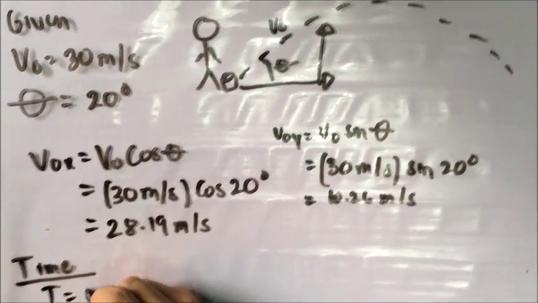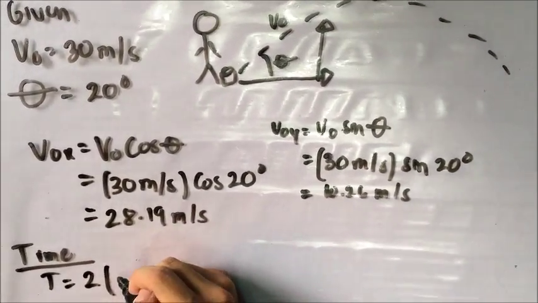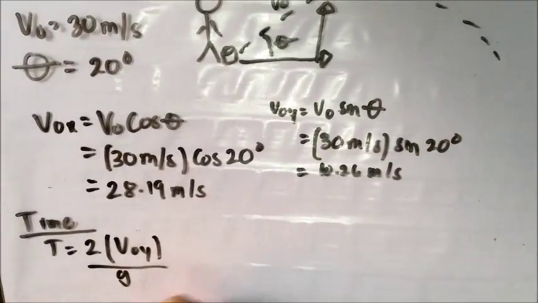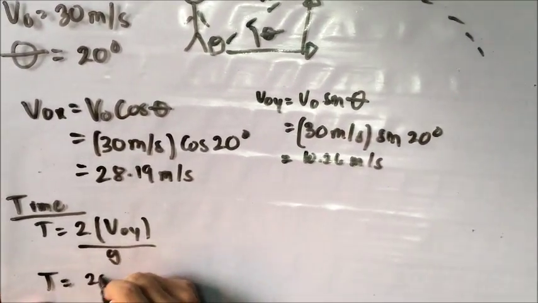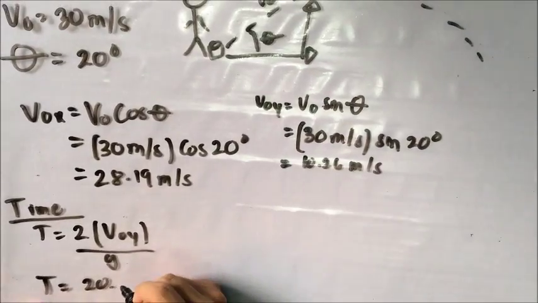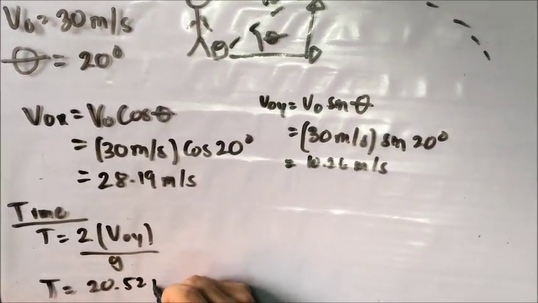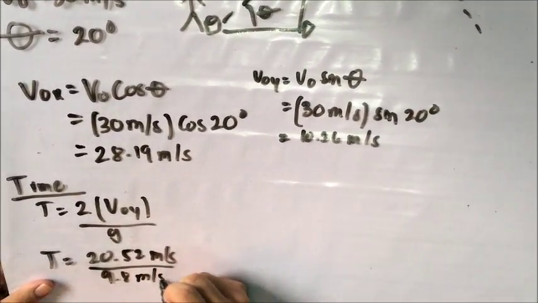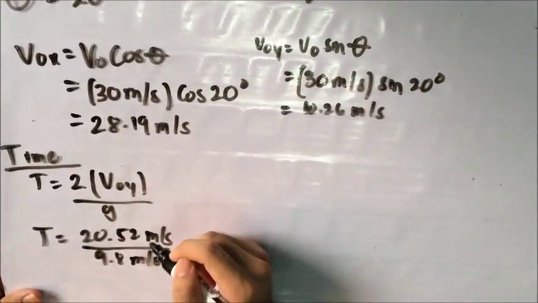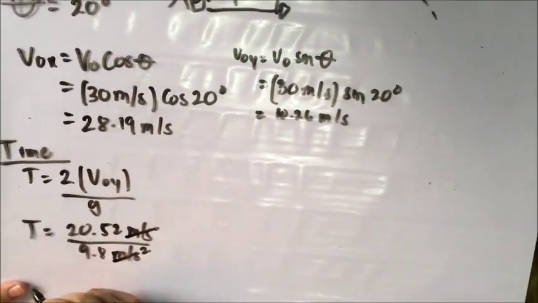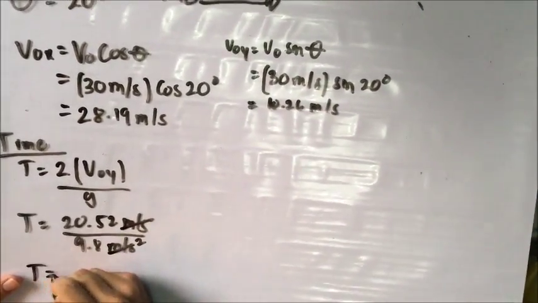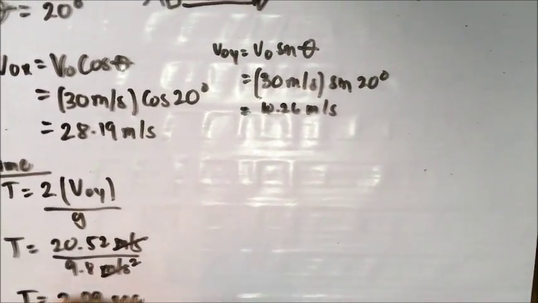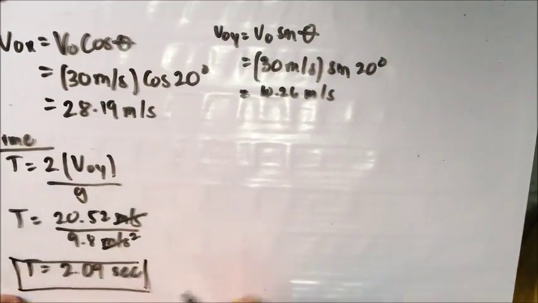T is equal to 2 times initial velocity of y over g. Then time is equal to 20.52 meters per second over 9.8 meters per second squared. Dividing, time is equal to 2.09 seconds. Now we have the first value, the time.